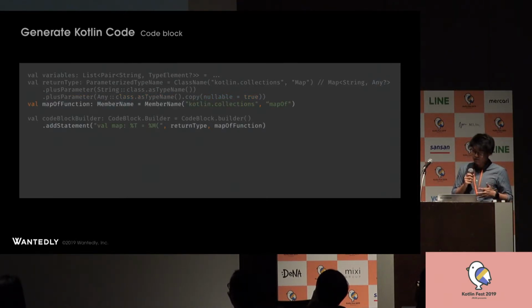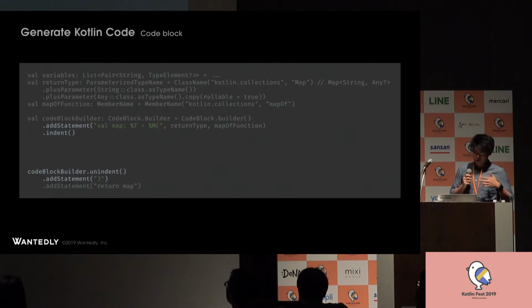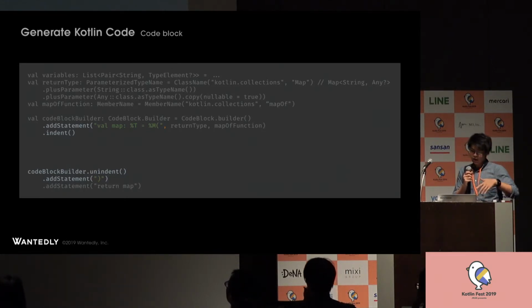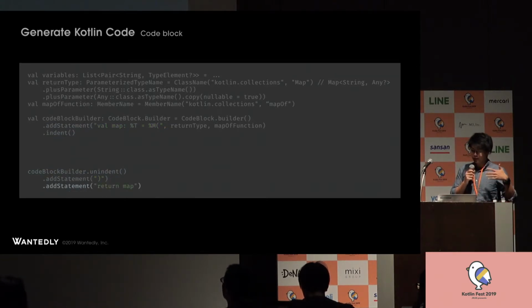For our %M, we want to pass a member function mapOf from the standard Kotlin library. And to be able to import and use this function correctly, we will create a MemberName for mapOf. Note that in the beginning, we only have an opening bracket, because we are going to add the closing bracket later at the end. And we're also going to add indent and unindent statements so that our generated code is easier to read. Lastly, we are going to add the return statement of the function.